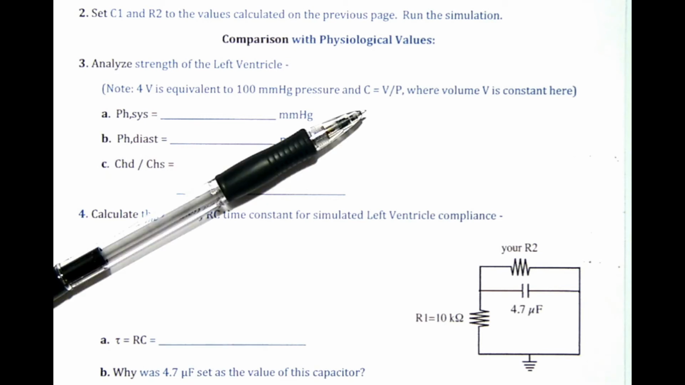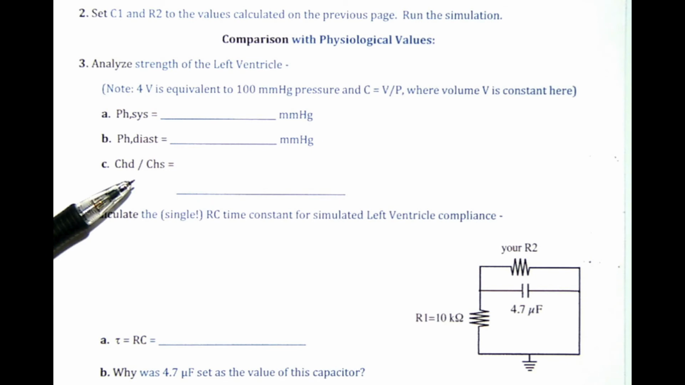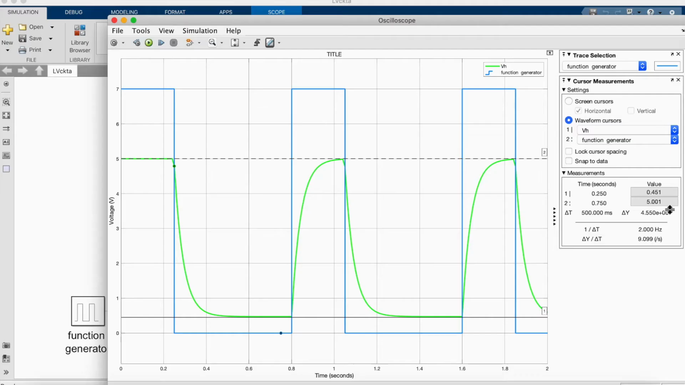And then, using our familiar equation that the compliance is equal to volume divided by pressure, and here the volume is constant because it's not going anywhere. This is an isolated left ventricle. Find the ratio of the compliance of the heart during diastole to the compliance of the heart during systole. That ratio should be 15 or even greater for a good strong heart. See how strong your heart is by calculating that ratio.